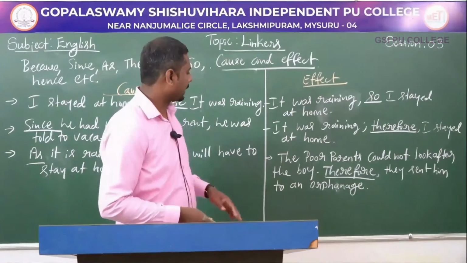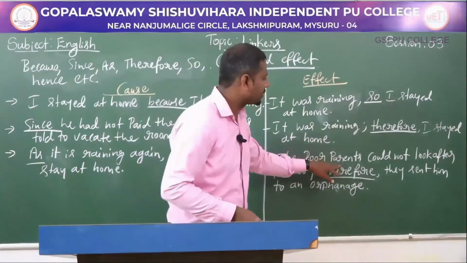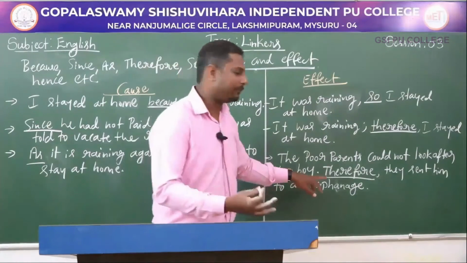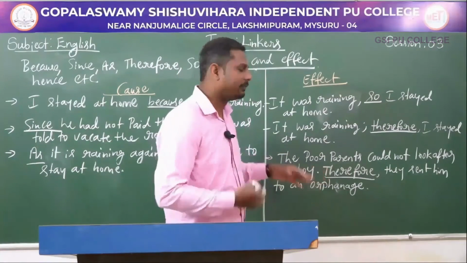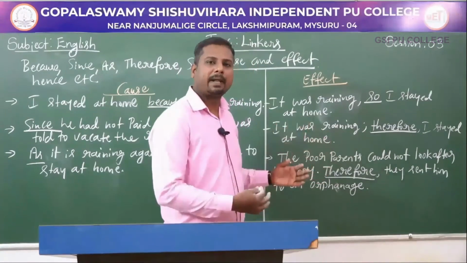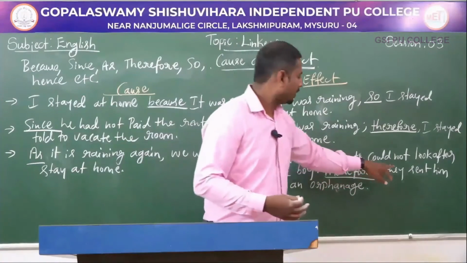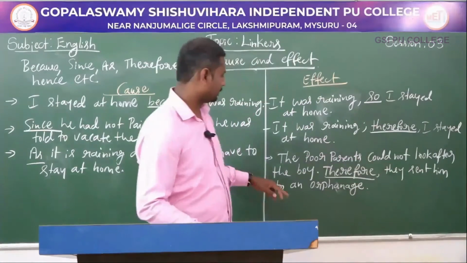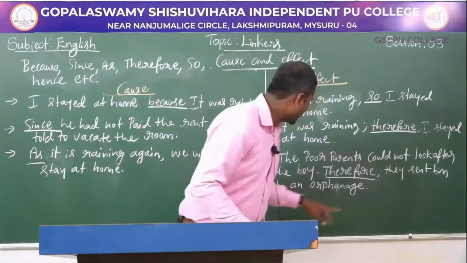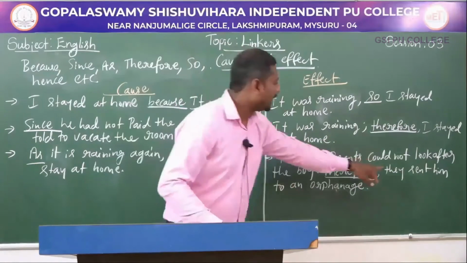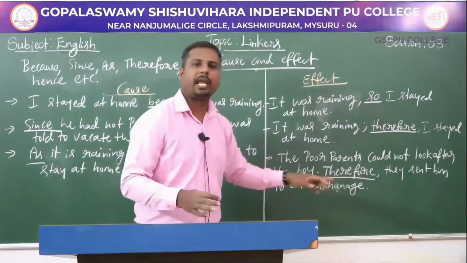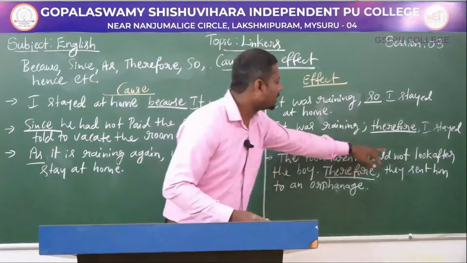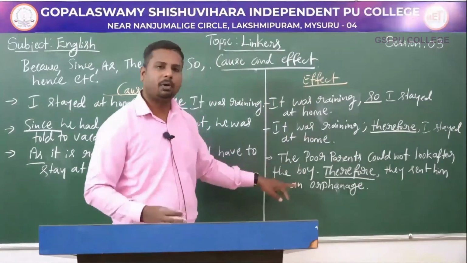Similarly, in the next sentence, the poor parents could not look after the boy. Therefore, so therefore here again expresses the idea which shows the effect, not the cause. Therefore, they sent him to an orphanage. They sent him to an orphanage is the effect. The cause is the poor parents could not look after the boy.